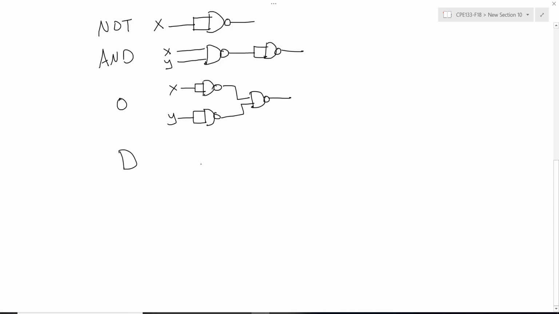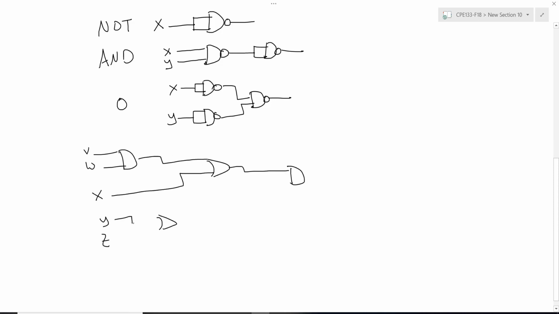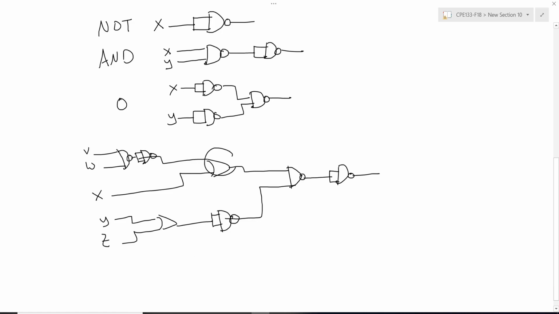So, for example, I can first replace this NOT gate with the NAND gate with its inputs tied together. I then could replace the AND gates and then the OR gates. And so now I have a circuit, an equivalent circuit implemented with only a single gate, and that is the NAND gate.